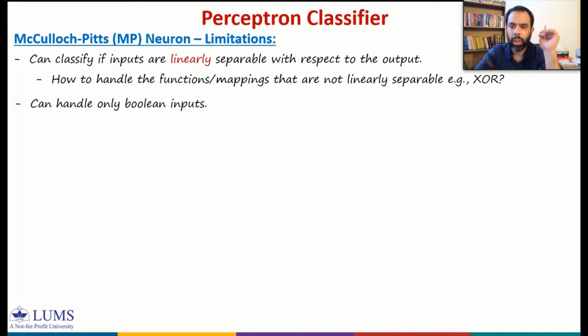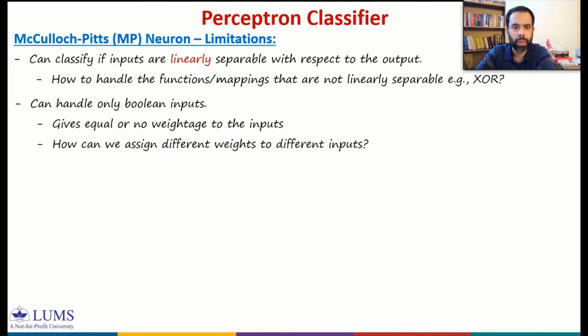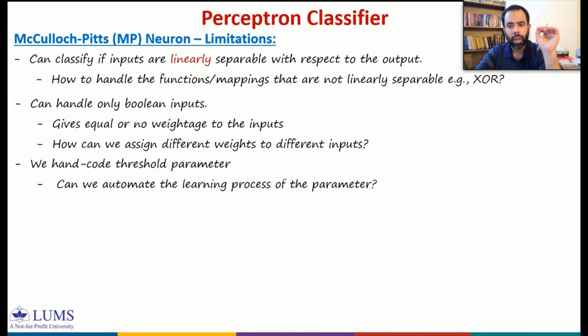MP neuron can only handle Boolean inputs. It gives equal or no weightage to the inputs. How can we assign different weights to different inputs? How can we modify MP neuron so that we can assign different weights to different inputs? In MP neuron, we hand code the threshold parameter. Can we automate the learning process of the parameter?